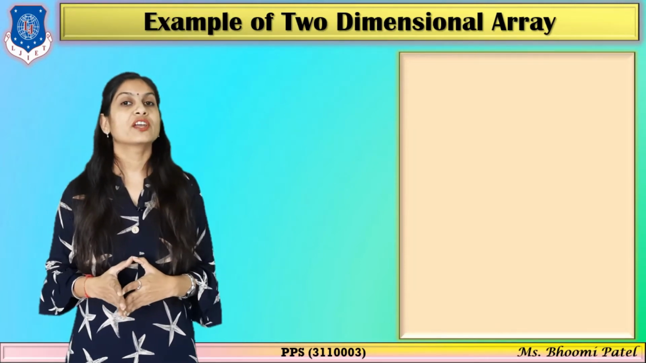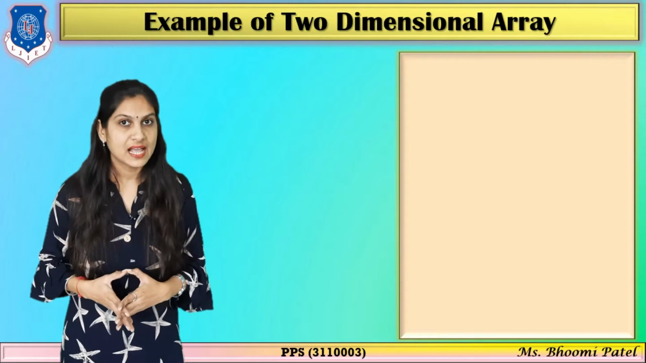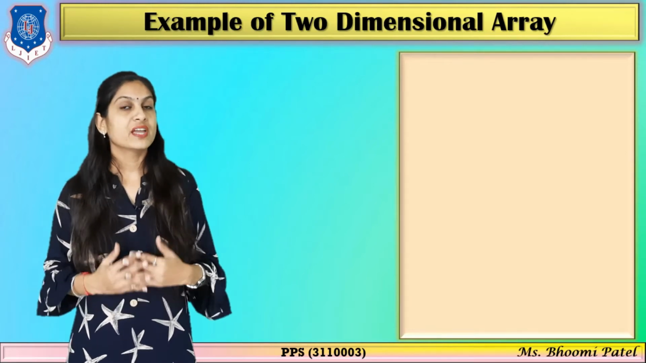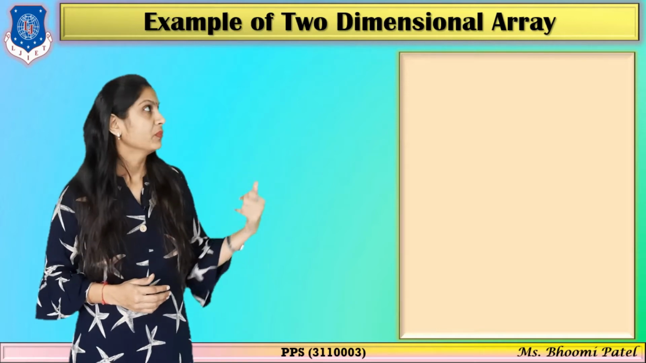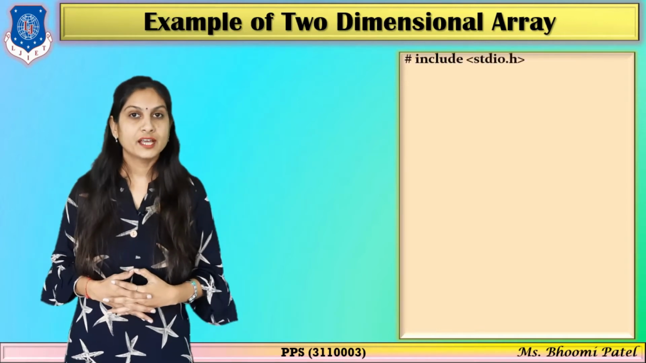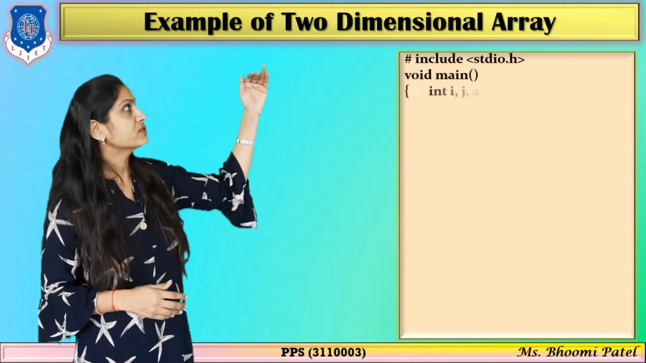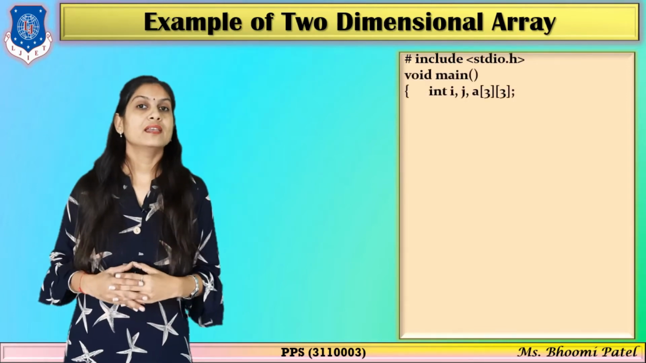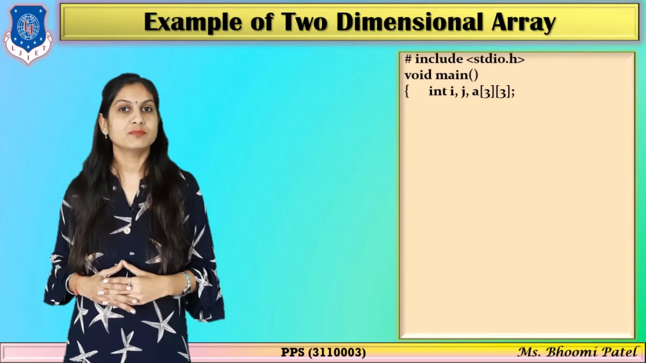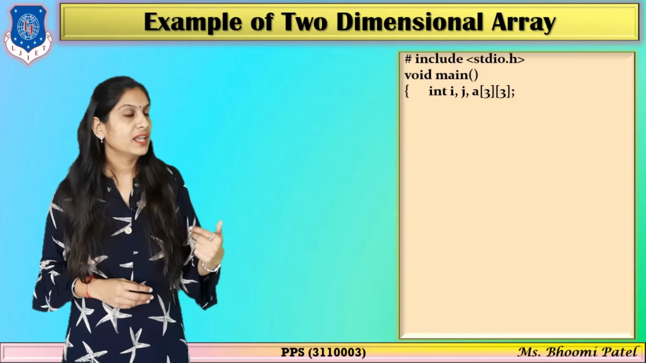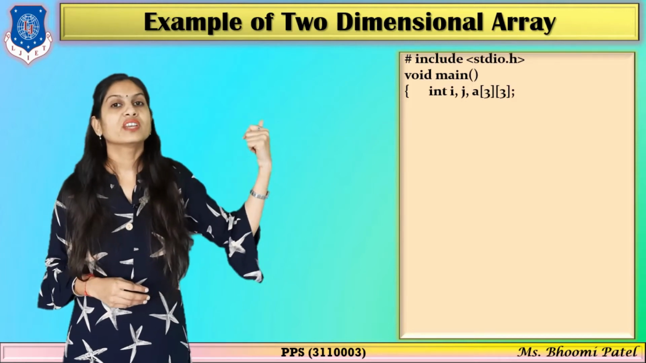So suppose in your exam the definition is just like, enter a 3 cross 3 matrix and print the same. Then you have to write this program using first the header file, include stdio.h, and after that we have to write void main and start with the declaration part. So always the declaration of a two-dimensional matrix is int a[3][3].